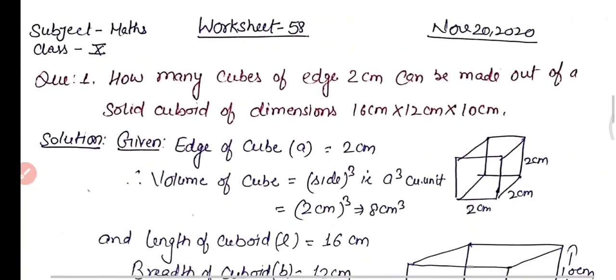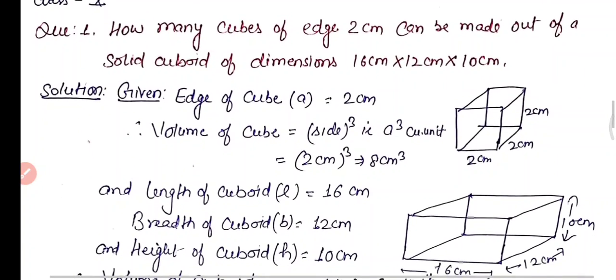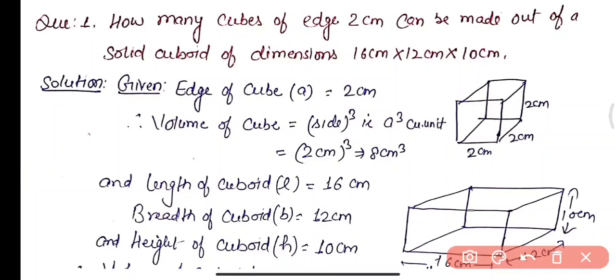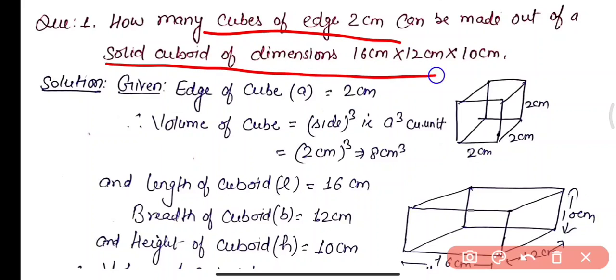The first one is, how many cubes of edge 2 centimeter can be made out of a solid cuboid of dimension 16 centimeter by 12 centimeter by 10 centimeter. So we are given the side of the cube, that is 2 centimeter, and the sides of the cuboid, that is 16 by 12 by 10, meaning the length of the cuboid is 16 centimeter, the breadth of the cuboid is 12 centimeter, and the height of the cuboid is 10 centimeter.